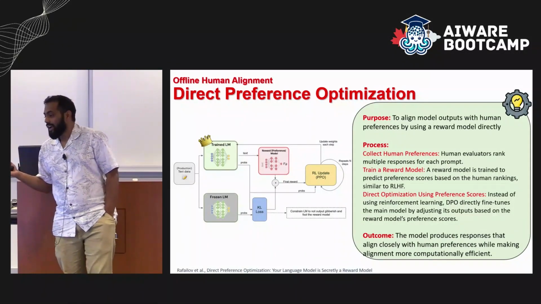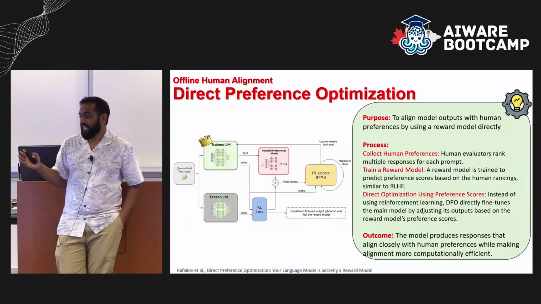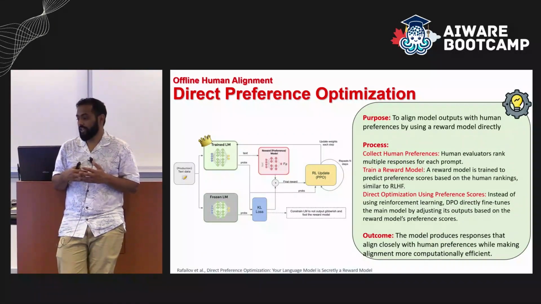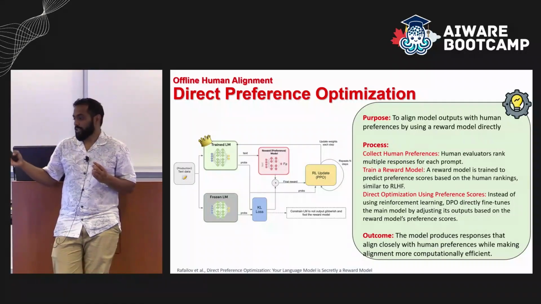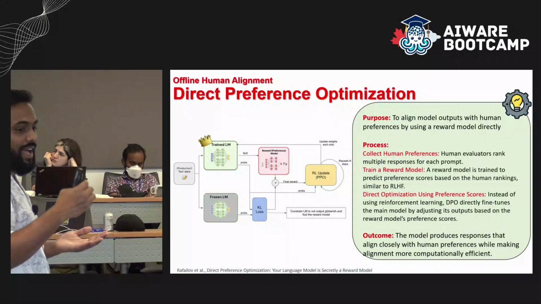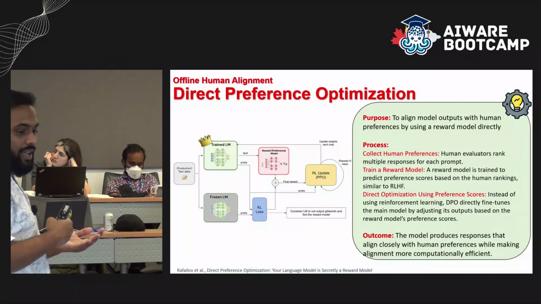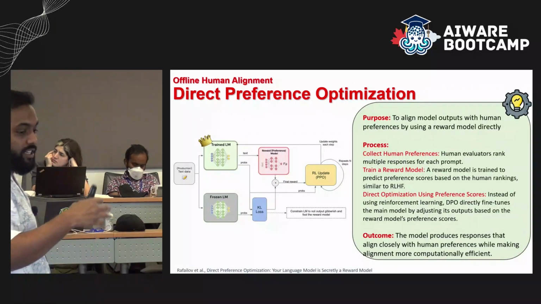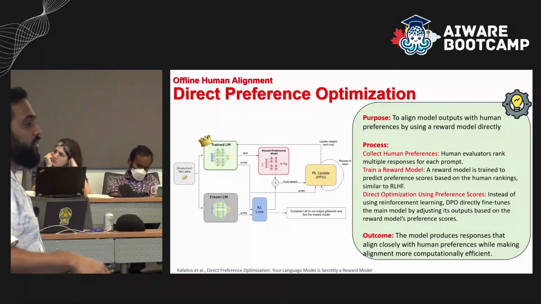Here, to align, we use the reward model's preferences directly, without even a policy update, where we first collect the human evaluators. Human evaluators here rank multiple responses, and then we train a reward model, and then we use this reward model directly to fine-tune the model.